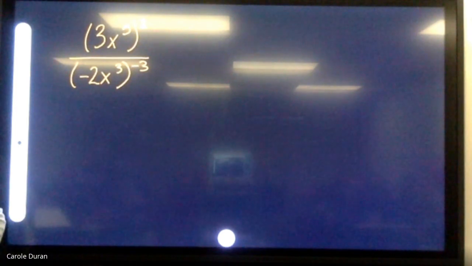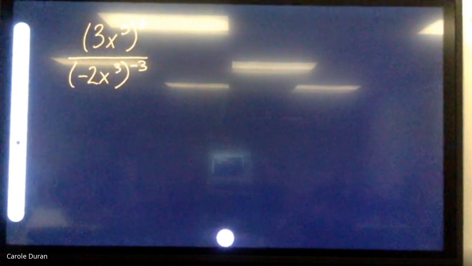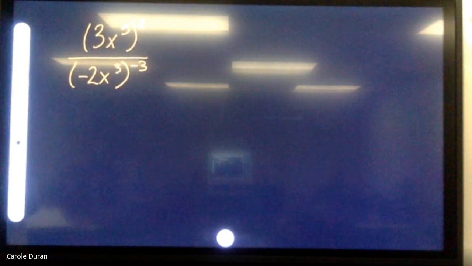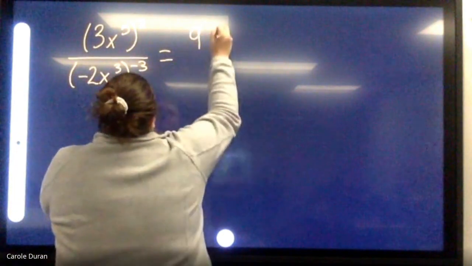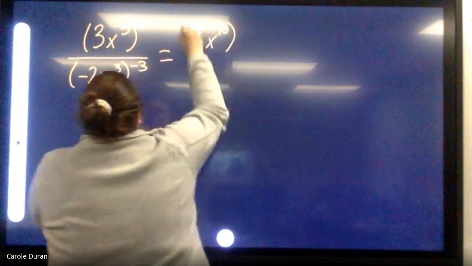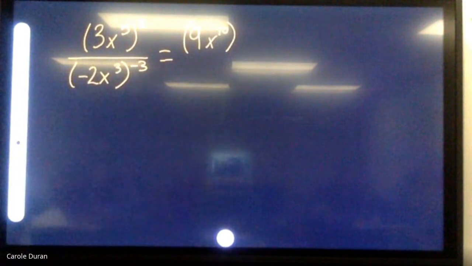As I'm looking at this, I like to simplify individually in the numerator and denominator first. Since I have parentheses with an exponent, I clearly have to do that part first. So in my numerator, I'm going to distribute that 2, so it becomes 3 squared times x to the 5th squared, correct? What's 3 squared? What's x to the 5th squared? Okay, so that becomes 9x to the 10th.